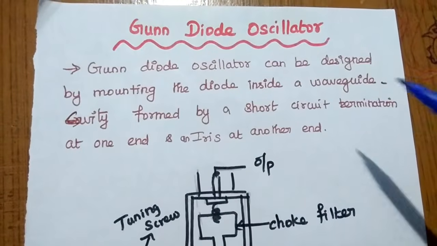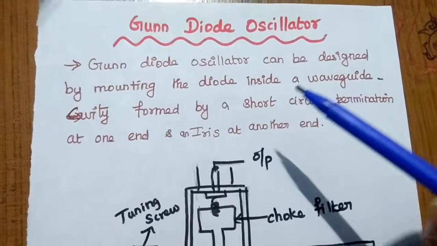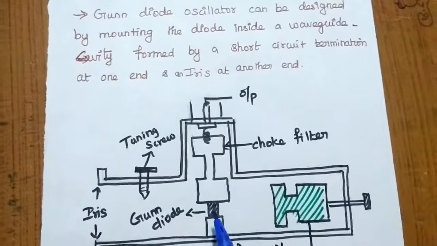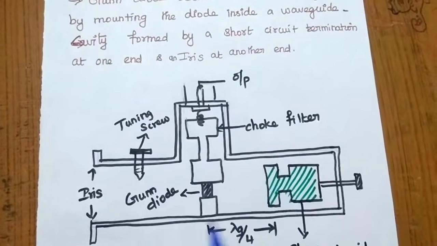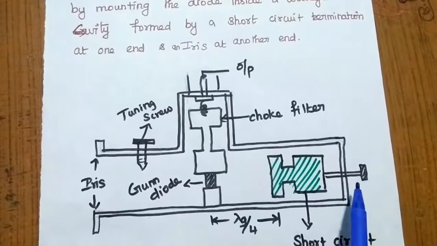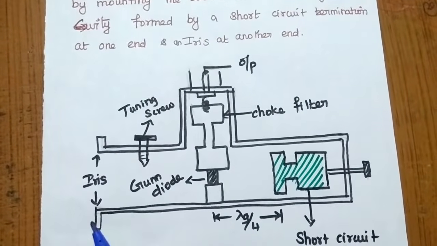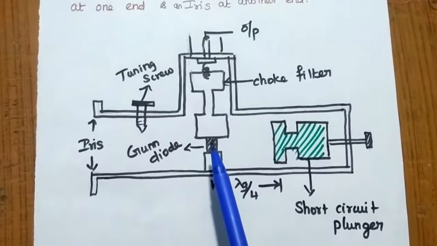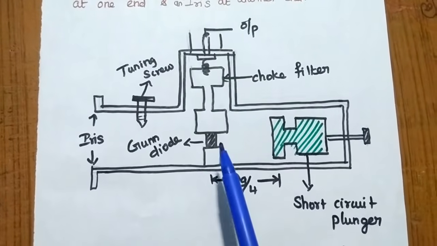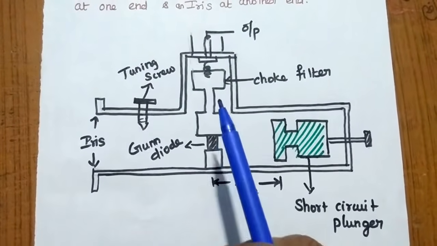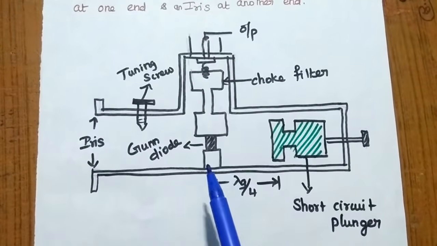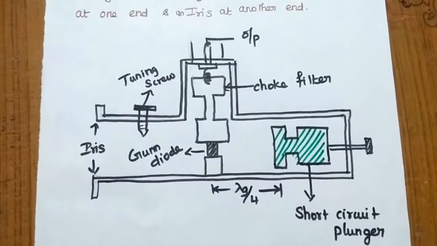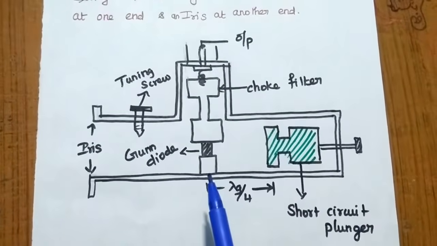One of the major applications of the Gunn diode is the Gunn diode oscillator. In this oscillator, the Gunn diode is mounted inside the waveguide cavity. The waveguide cavity is formed by a short circuit termination at one end and an iris at the other end, so it creates a cavity. The Gunn diode is placed at the center of the waveguide cavity, perpendicular to the broad wall. We also have to ensure that the Gunn diode is placed where the electric field is maximum.